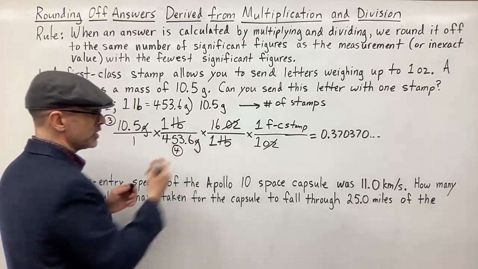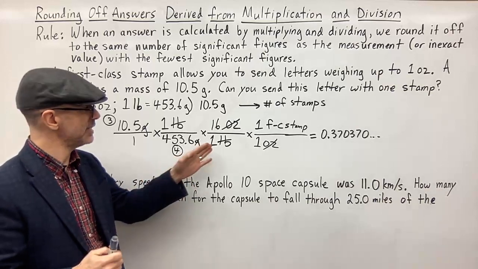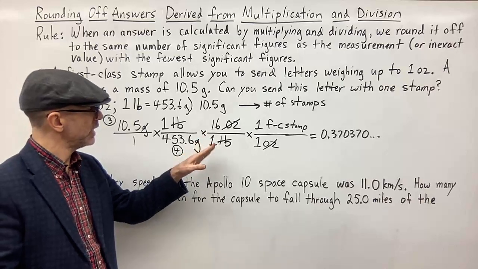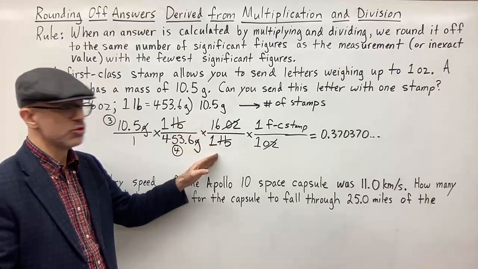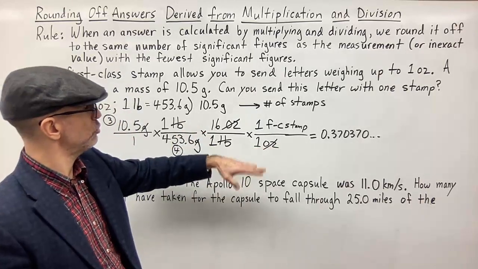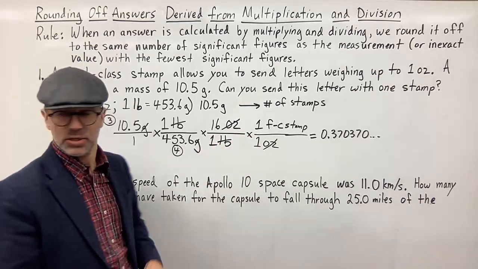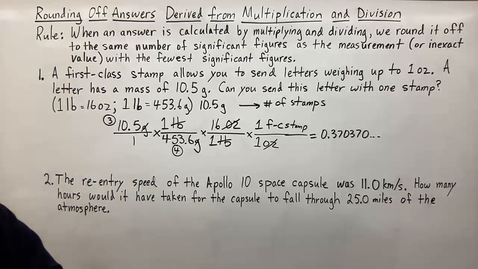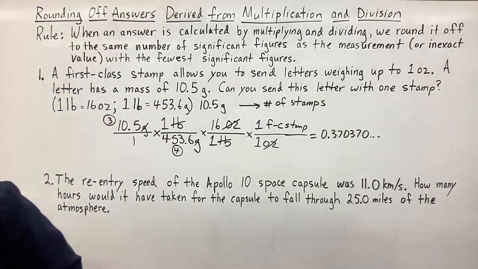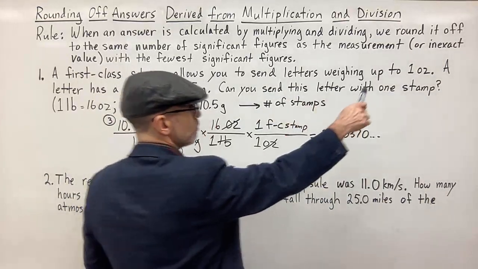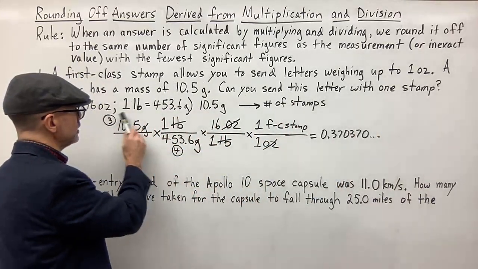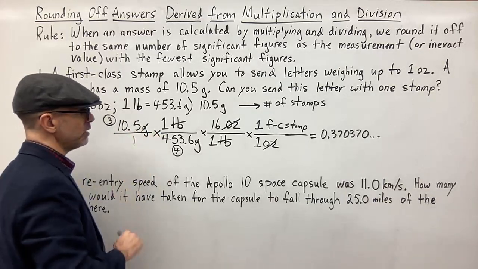This is an exact relationship. 1 pound is exactly equal to 16 ounces. This is an English to English mass unit or weight unit, so that's going to be exact. And then here we have 1 ounce is equal to 1 stamp. Let me double check that. I believe this is exact, so up to 1 ounce. So this is exact. So then according to this, the least number of sig figs is 3.